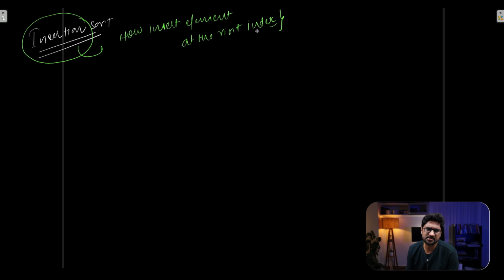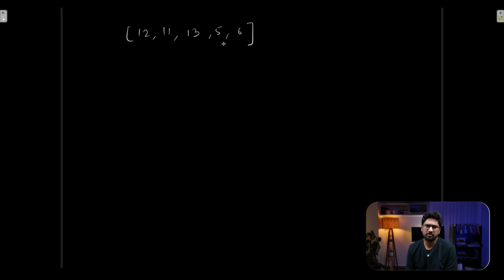So here the entire key is in deciding how the element will be inserted, right? Let's try to understand with the help of an example. Let's say I have an array which looks something like this: 12, then 11, then 13, then 5, and then 6. Now insertion sort believes, and the entire theory revolves around the fact, that it will try to insert the element in the already sorted array.